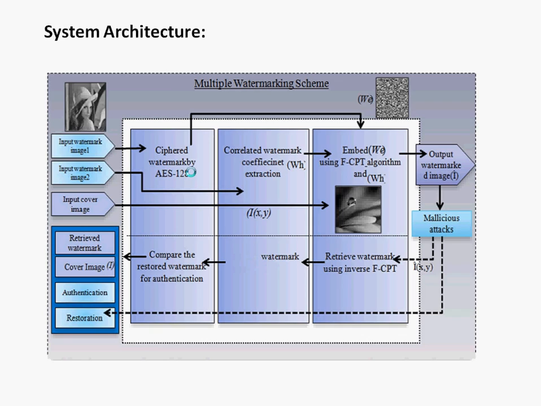My system architecture is: first we get the input to apply the watermarking to the image, and we apply the ciphered watermark by AES 128 and apply the correlated watermark coefficient extraction, and we apply the embedding using FCTP algorithm, and we get the output watermarked image. And if any malicious attacks are entered in our image file, we retrieve the watermark using inverse FCTP and watermark, compare the restored watermark for authentication, and finally we reach the restoration.